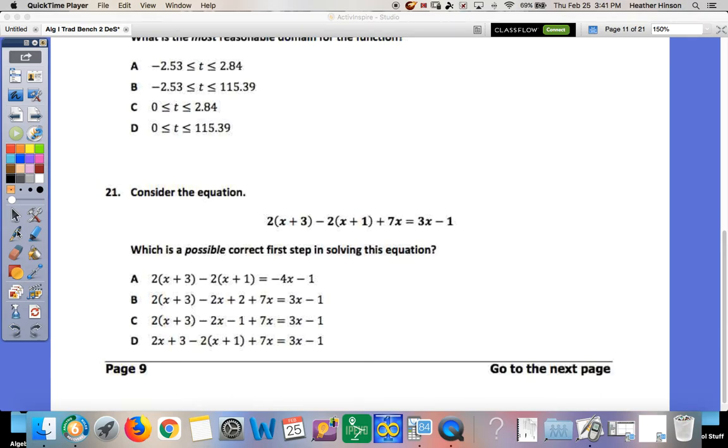Okay, welcome back for part 2. So we're going to start on number 21. So it says, consider the equation. What's a possible correct first step in solving this equation?